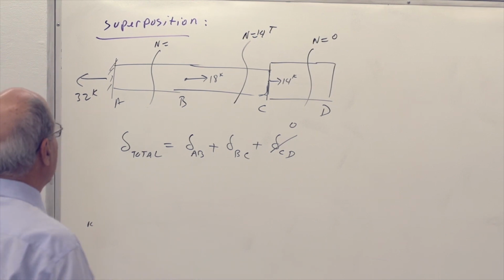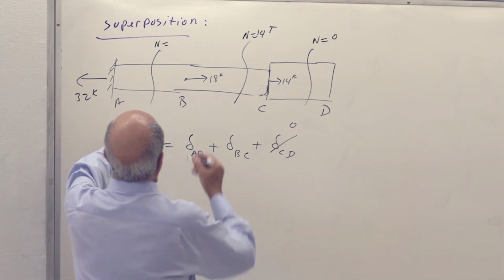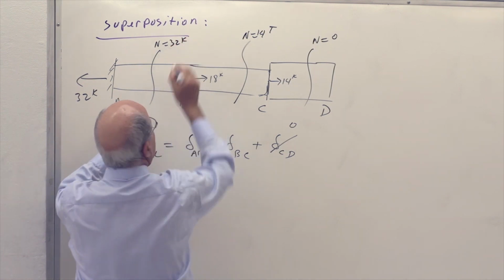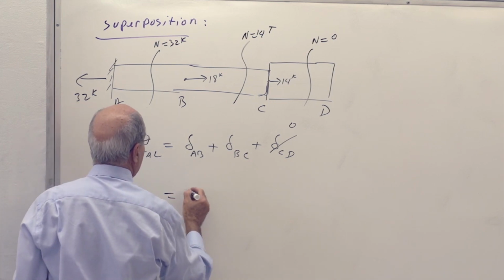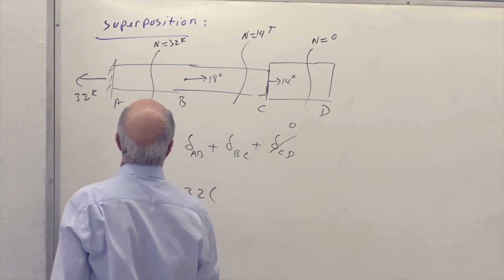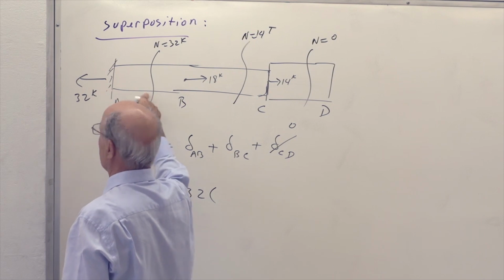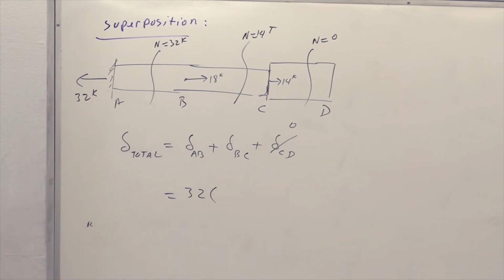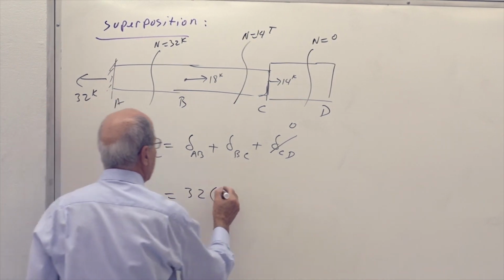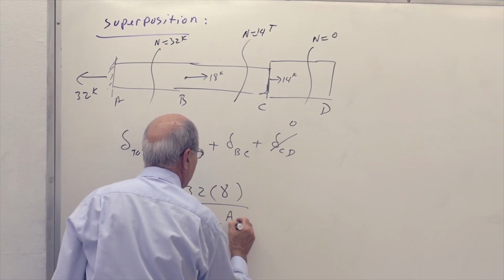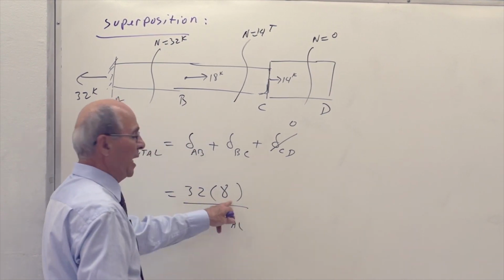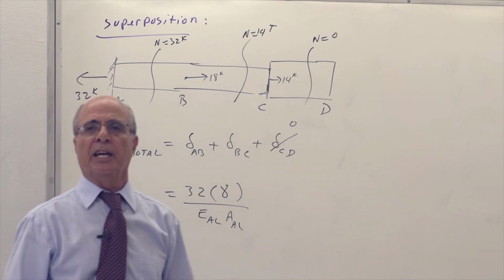Yep. What's delta AB again? Oh, I'm sorry, N was equal to 32K. Is that correct or not? Yes? So delta equals 32 times length, because this is 32 in tension. The numbers are the same. I'm not going to put the numbers there because we are out of time. So E of aluminum, A of aluminum, PL over EA, correct or not?